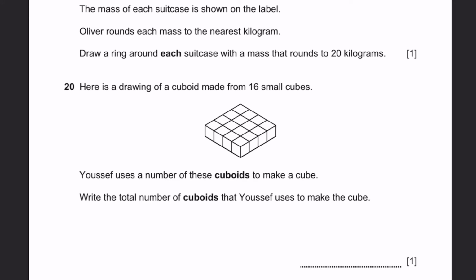Here is a drawing of a cuboid made from 16 small cubes. Use a number of these cuboids to make a cube. What is the total number of cuboids used to make the cube? Well, we can see the dimensions are 4, 4, 1. Length is 4, width is 4, and height is 1. To make a cube, all three, length, width, and height, have to be the same. The height also has to equal 4, because the length and width are already 4. So if we just stack 4 of these cuboids on each other, we'll make a cube which has side length of 4. So we just write 4 cuboids.